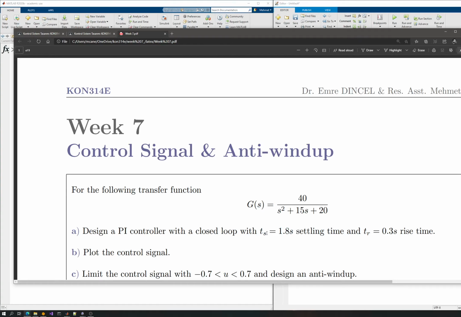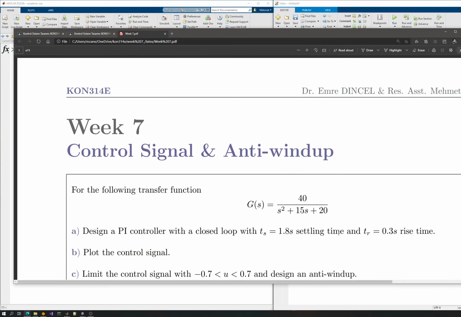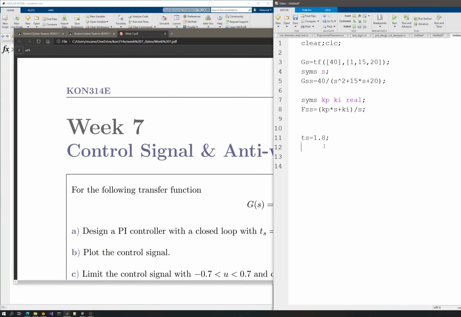But first of all, let's look at the settling time specification. We have a settling time specification of 1.8 seconds, and we have also 0.3 rise time. Okay, so maybe I can push this down and put this up here. Now, looking at these rise time and settling time specifications, it might be a little troublesome because both depend on zeta and omega n. There are some certain formulas for this.